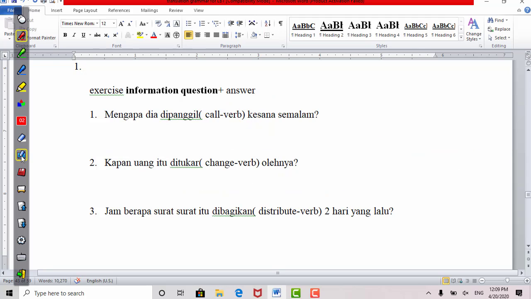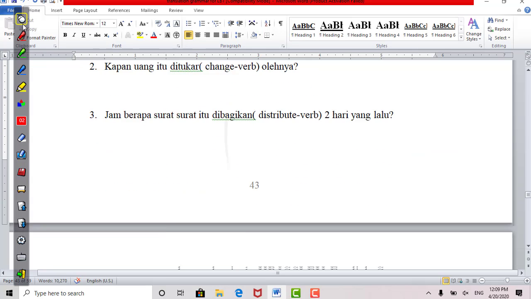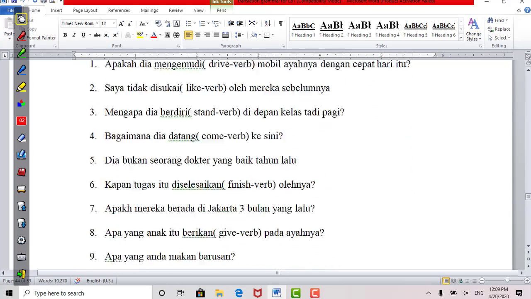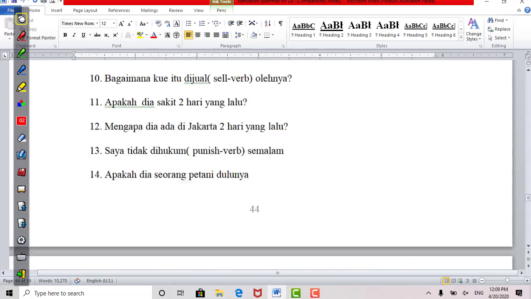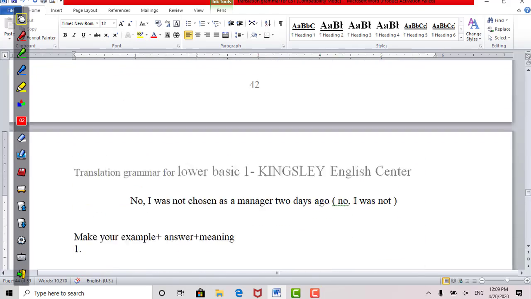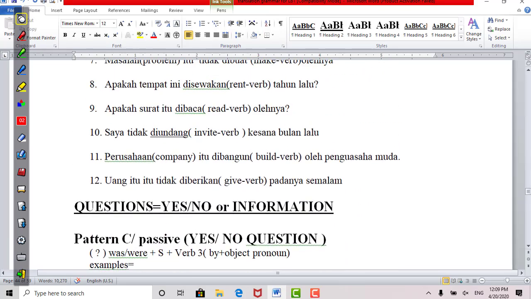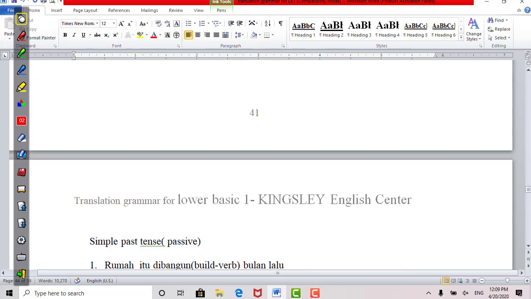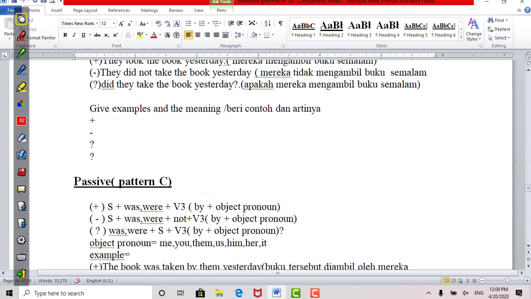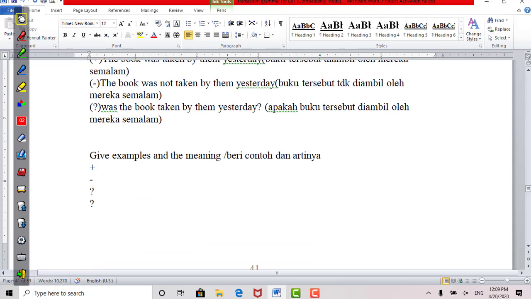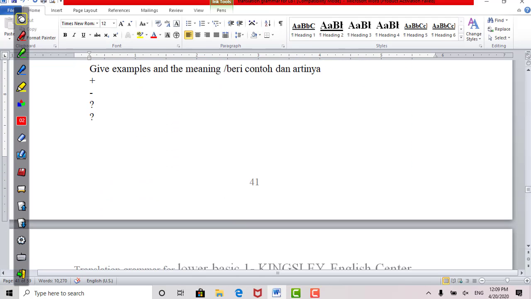Alright. So now I move over here. We have yes or no questions, and then all in pattern A, B, or C. This one will be few only. Well, this one is about pattern C for simple past. I have explained how to use this one in some forms. And so you have seen, and you have learned how to make this one into passive voice. Passive voice in simple past can be used as a yes or no question, or also as an information question.